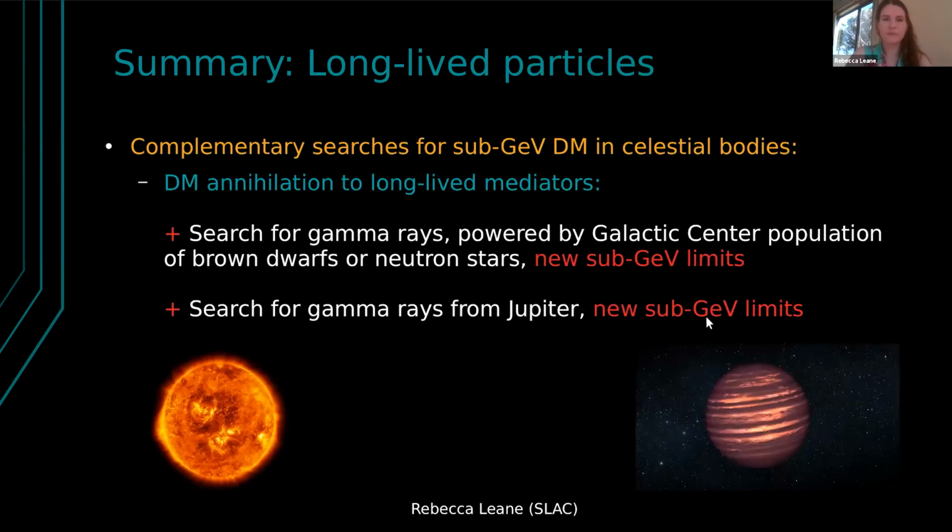All right. So to wrap up, for the last part of the talk, I was telling you about signatures of long-lived particles in stars and planets. These are complementary searches for sub-GeV dark matter in celestial bodies. We looked for gamma rays powered by the galactic center population of brown dwarfs and neutron stars. We got new sub-GeV limits there. And I told you a bit about a new paper I have coming out soon, hopefully, with the search for gamma rays from Jupiter and the new sub-GeV limits we get there.